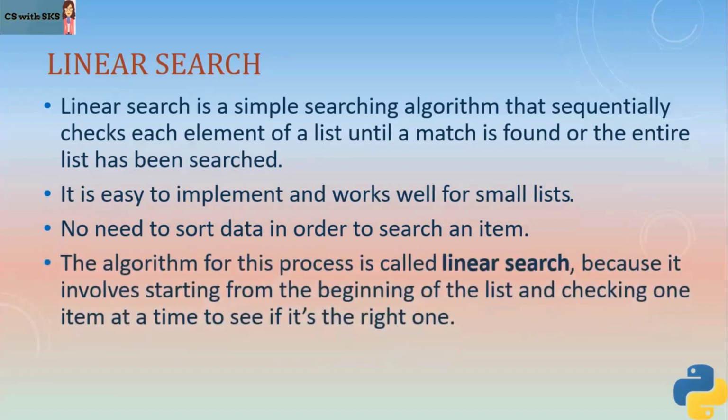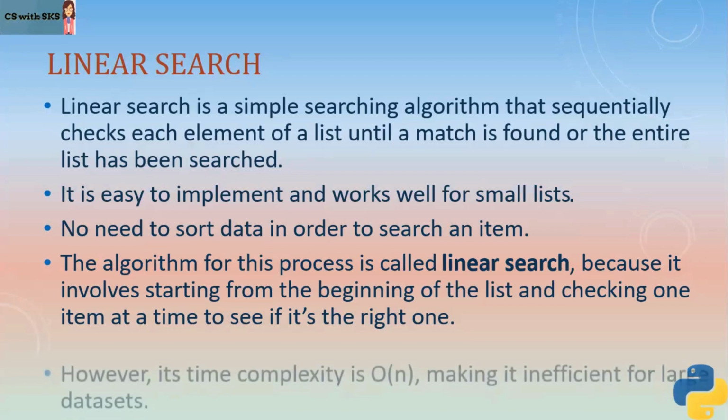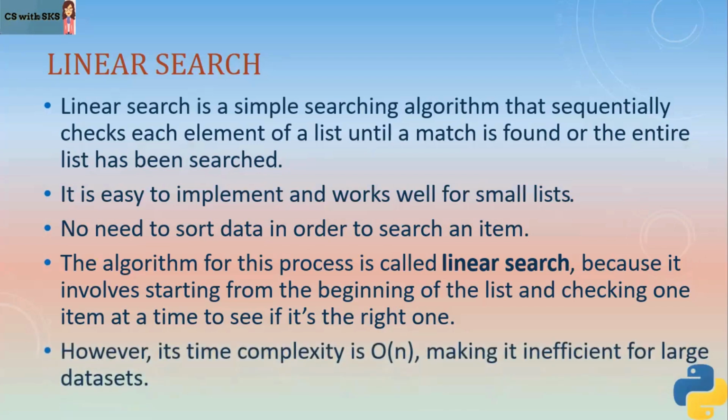The algorithm is known as linear search because it involves starting from the beginning of the list and checking one item at a time to see if it is the right one that we are looking for. However, its time complexity, in big O notation, is O(n). That is why it is inefficient for large data sets.